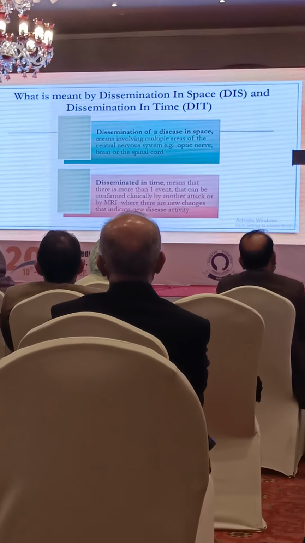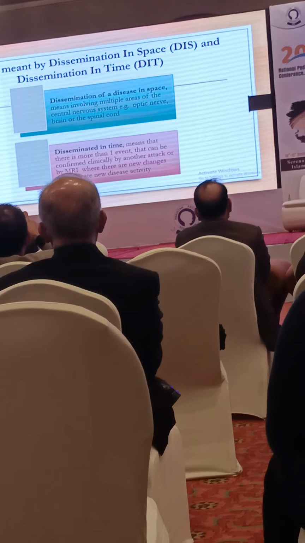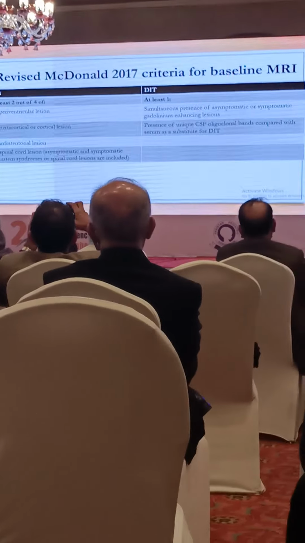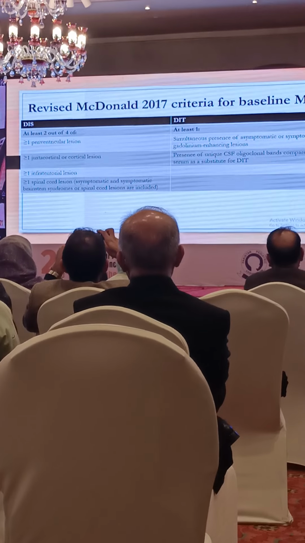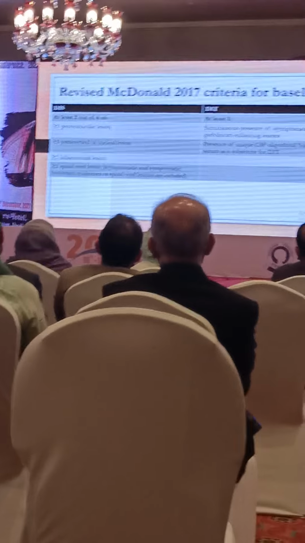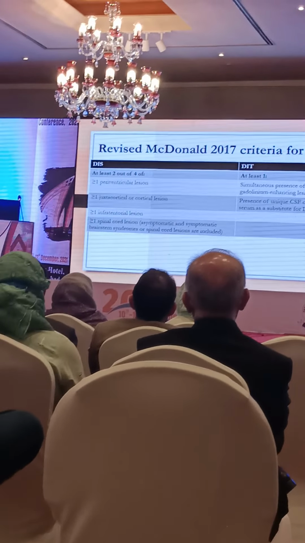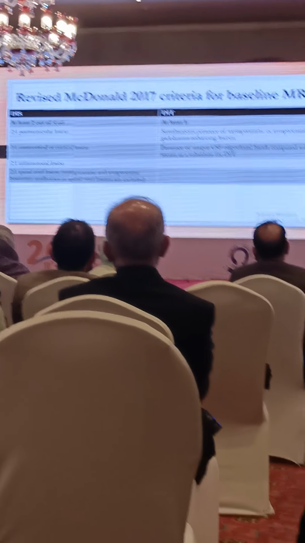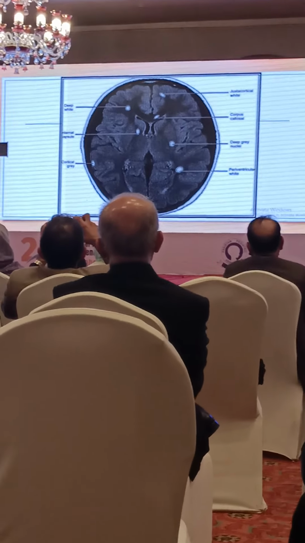What is the dissemination of disease in space? It is the involvement of multiple areas of the CNS, and dissemination in time means appearance of more than one attack. On MRI, dissemination in space means involvement of the more common areas, which are the periventricular, juxtacortical, infratentorial, and spinal cord. On MRI, dissemination in time means the presence of simultaneous gadolinium enhancing as well as non-enhancing areas.